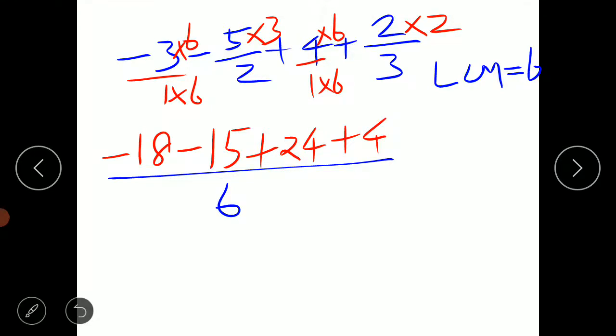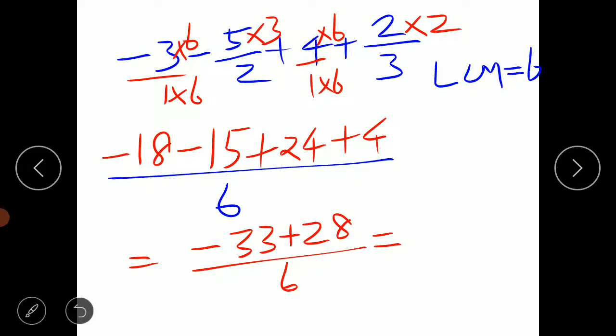Okay, so now let's simplify all these. Take the positive integers, 24 plus 4 28. Then take the negative integers, you will be getting minus 33, minus 18, minus 15. Negative integers add, you will have minus 33. So minus 33 plus 28 by 6. So again, unlike subtract, greater number sign, so we will be having minus 5 by 6. So now we simplified the numerical value.